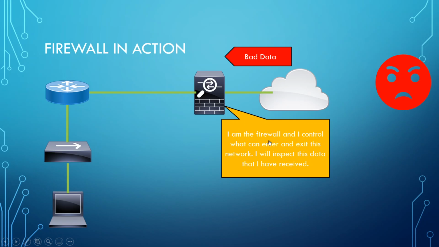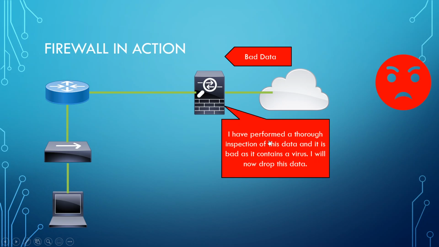Essentially, all traffic passes through it. So it's going to analyze all traffic entering and leaving. And at this point in time, even though the data is bad, again, the firewall doesn't know that this data is bad. So it's like, okay, I'm the firewall. I can control what can enter and exit this network, and I'm going to inspect this data that I've received.